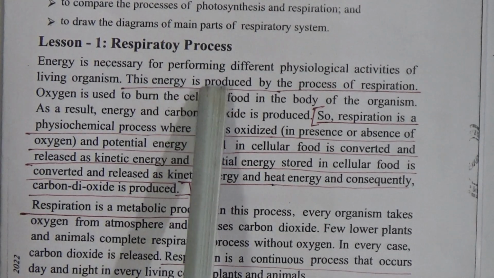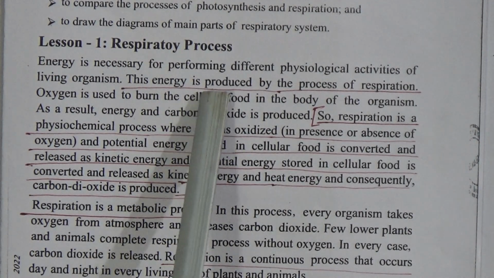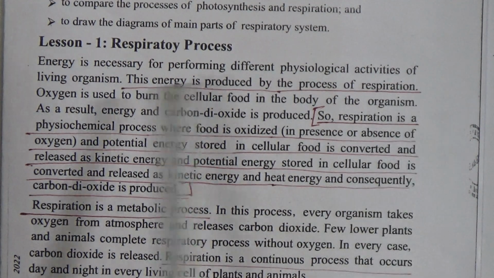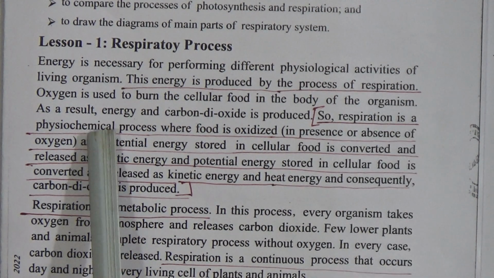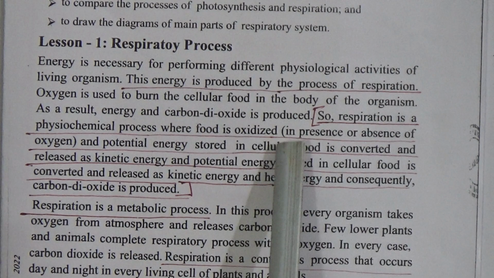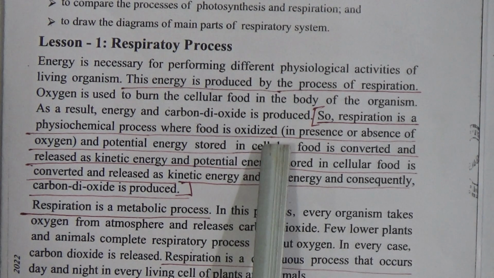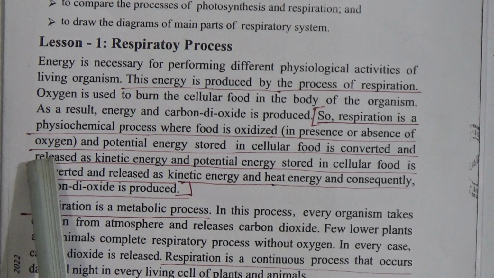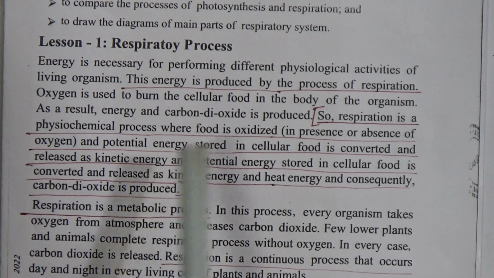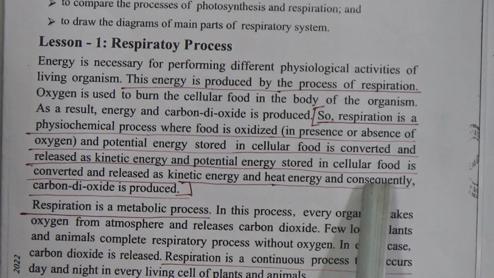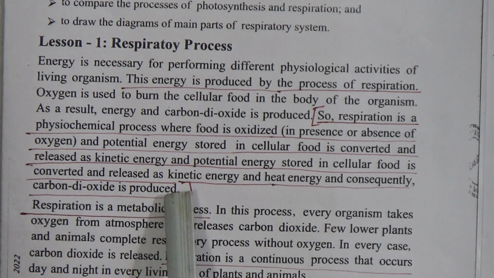Now, the respiratory process. Energy is necessary for performing different physiological activities of living organisms. This energy is produced by the process of respiration. Oxygen is used to burn the cellular food in the body of the organism. As a result, energy and carbon dioxide are produced. So, what is respiration? Respiration is a physiochemical process where food is oxidized in presence or absence of oxygen, and potential energy stored in the cellular food is converted and released as kinetic energy and heat energy, and consequently carbon dioxide is produced.